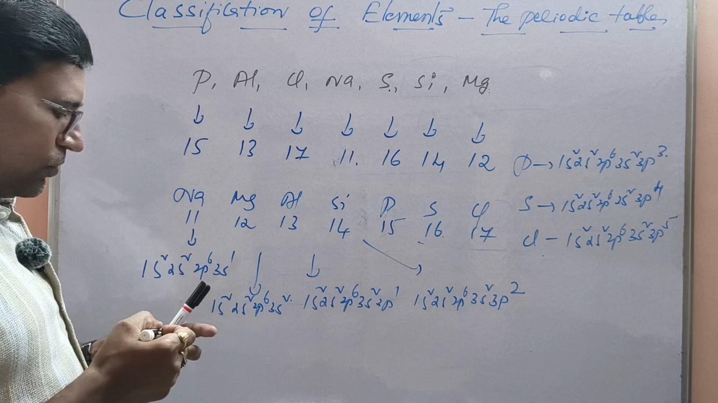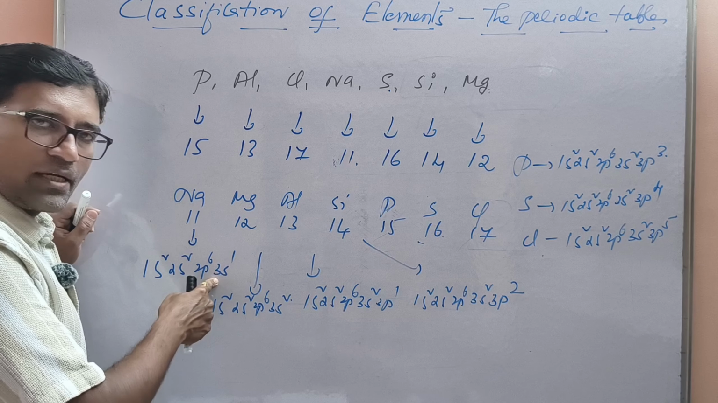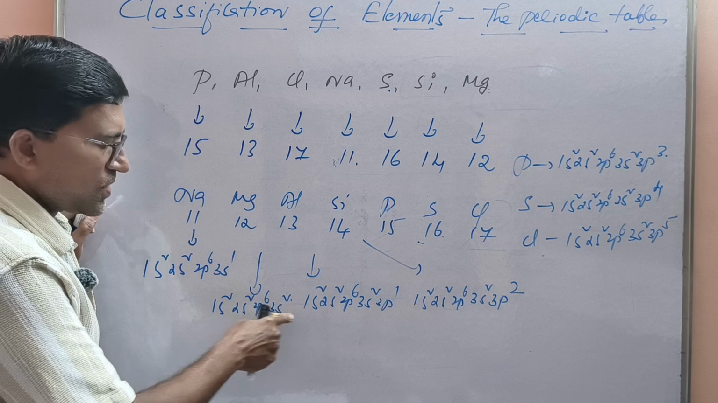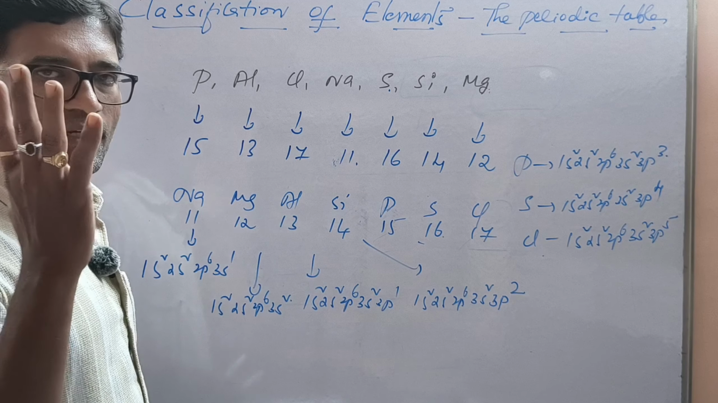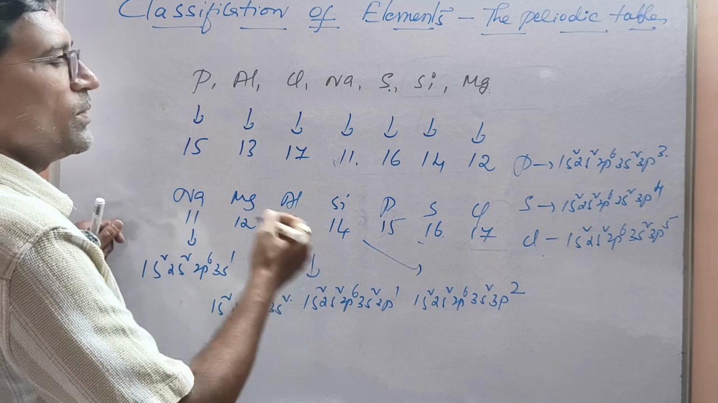One common thing you all observed is that in sodium the last electron goes into the third shell. Likewise 3s2, 3p1, third shell. 3s2, 3p2, third shell. 3s2, 3p3, phosphorus also third shell. Sulfur, 3s2, 3p4, third shell. Chlorine, 3s2, 3p5, third shell. So what is common among all these elements is that the last electrons are entering the third shell, hence all of these belong to the third period. First of all, you should remember that.